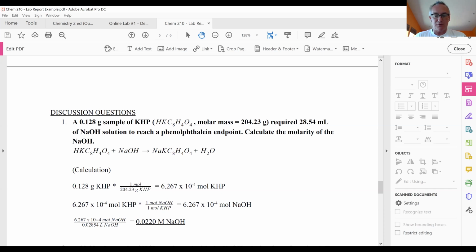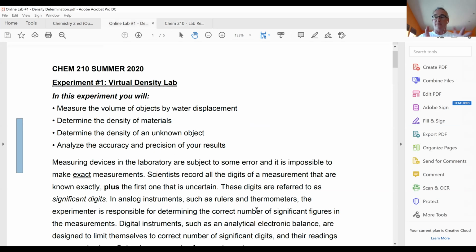Let's go to the one we're going to do today. Everyone see the lab we're doing today? Does that show up on your screen? It should say Chem 210 Summer 2020 Experiment Number 1. Everyone see that? Yep. All right, cool.